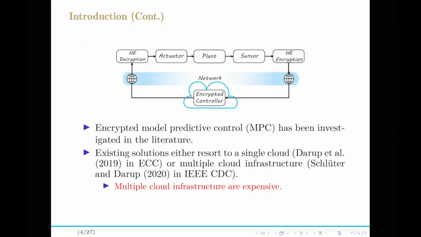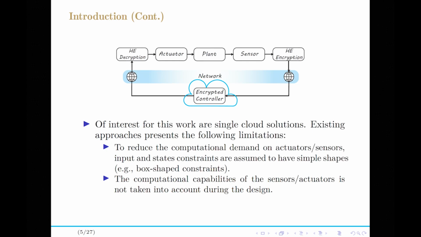Encrypted model predictive control has been investigated in the literature and many solutions have been proposed. But in general, we can categorize all these solutions into two categories. The first one is using just a single cloud and the second one is using multiple clouds. Since using multiple clouds needs expensive infrastructures, in this paper, we just focus on using a single cloud.